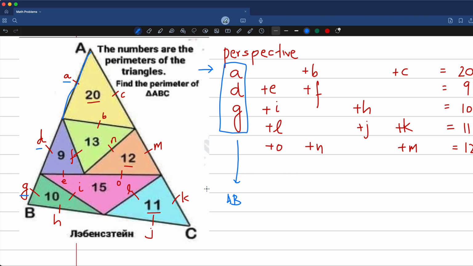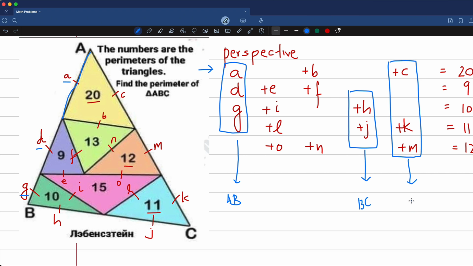Now, you can pause the video here and still think if you can get the answer if you haven't gotten it already. But anyway, let's further proceed. Now, if you look at this, H and G together is BC. So I've combined H and J together is BC. Okay, and C plus K plus M, which is here, is CA.